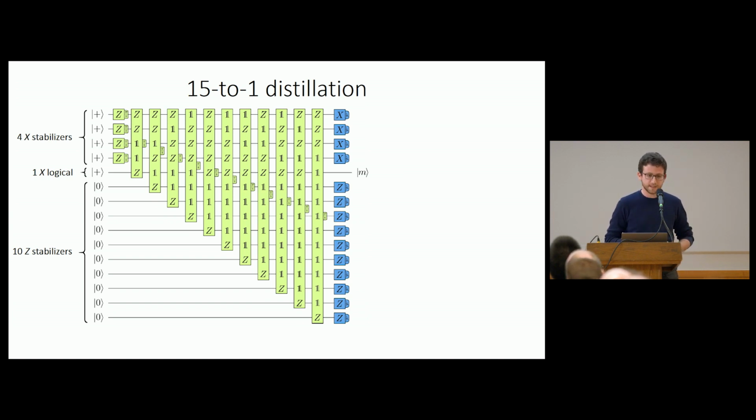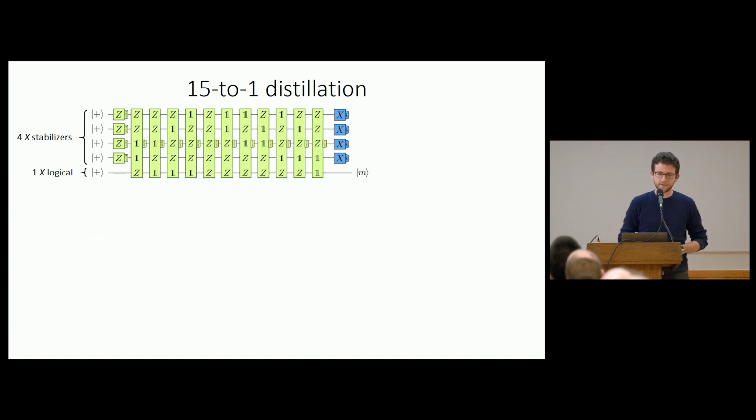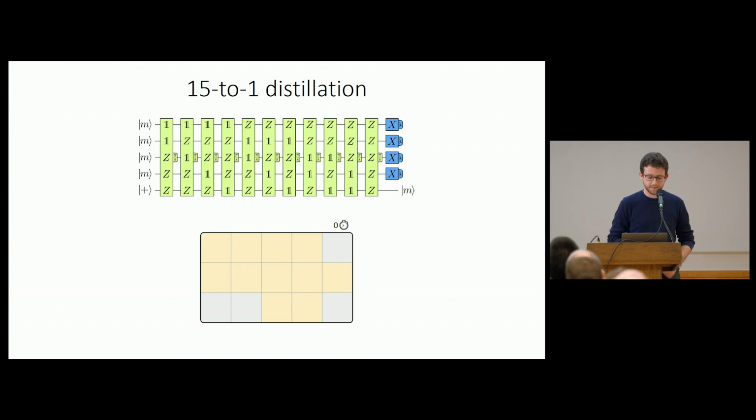So these bottom 10 qubits, they're completely useless. They don't do anything. We can just throw them away by cutting the circuit after the 5th qubit. And finally, we can absorb these first 4 Z π/4 rotations into the initial plus states, turning them into initial faulty magic states. So that's 15-to-1 distillation.